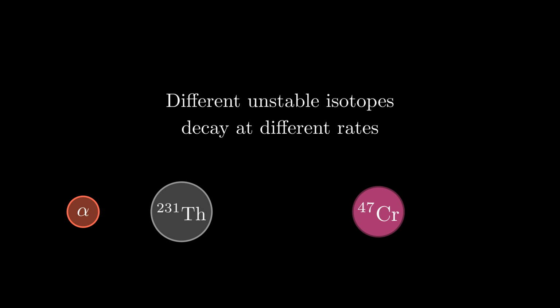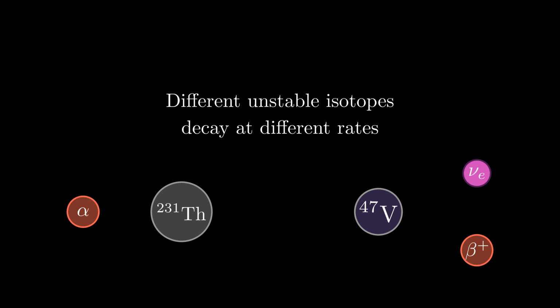To motivate our discussion here, it's good to remember the simple fact that different unstable isotopes can and do decay at different rates. If we have a single atom of uranium-235, it's likely to stick around for the better part of a billion years before it decays via alpha emission into thorium-231. For other isotopes, like say chromium-47, you wouldn't have to wait more than half of a second before you can expect it would have undergone beta plus decay into vanadium-47. And there's a plethora of isotopes that last a much shorter amount of time than that.